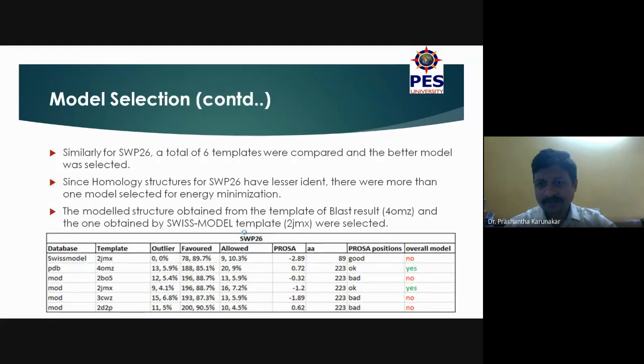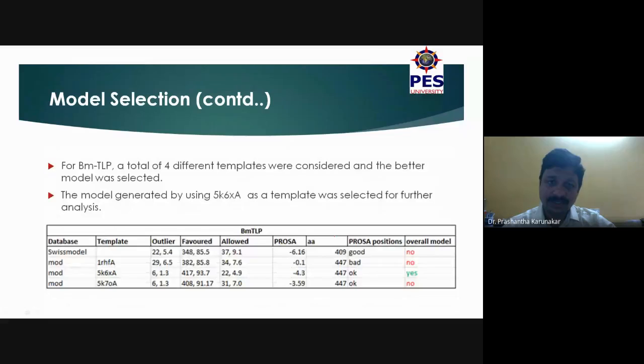The same was continued with SWP26, and we also generated models and looked into everything, which one is good, and which one we should consider for the next step. Based on all these things, there are two situations where it says 223, covering the entire protein. Then one can take a decision on which model to take, and then go ahead again based on the process score. So we have decided that this should be the best one to consider and go for the further study.